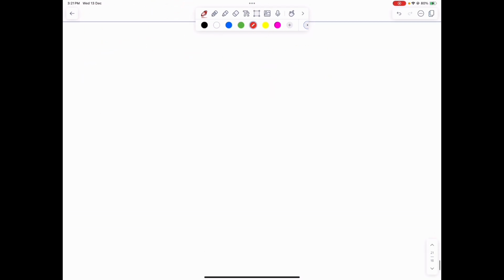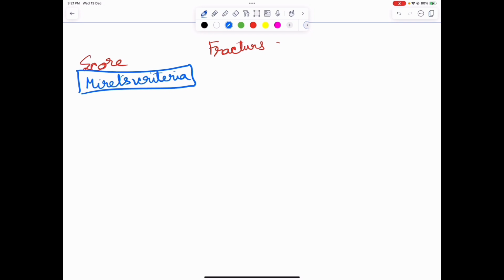Now we move on to the next segment, that is fractures. Again, in fractures you have to remember the score that is used for estimating the chances of a fracture in an osteoporotic bone. This is done by Mirels' criteria. This is done by Mirels' criteria.